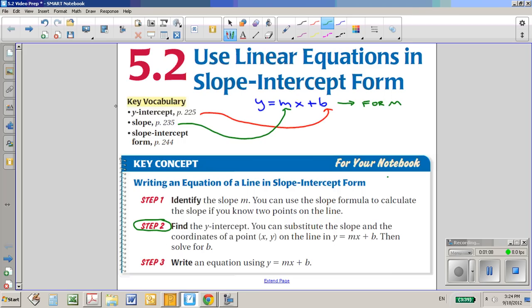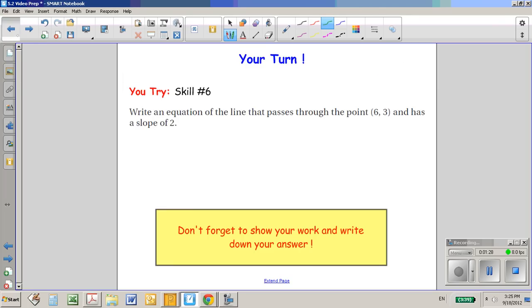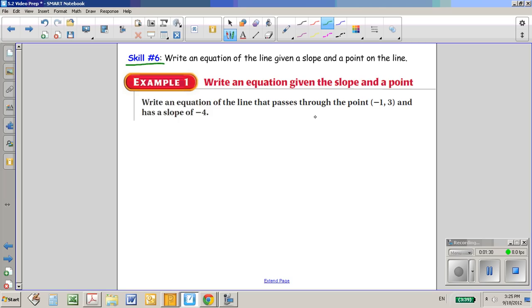So we're going to do a little bit of what we did in class last block. Okay, so we're going to continue numbering our skills throughout the year, so this is going to be skill number 6. If you remember, we left off at skill number 5 from the first lesson. Okay, so let me just double check. Perfect, skill number 6. Skill number 6 is writing an equation of the line given a slope and a point on the line. So if you notice, we are no longer given the y-intercept. So what do we do?